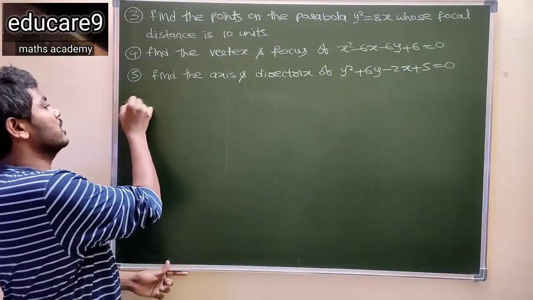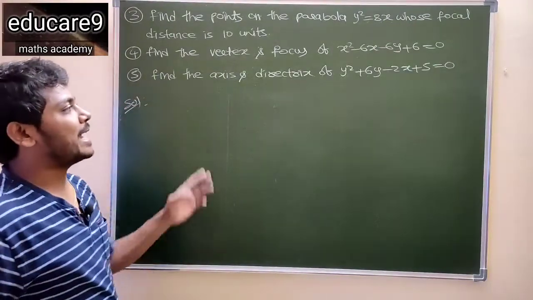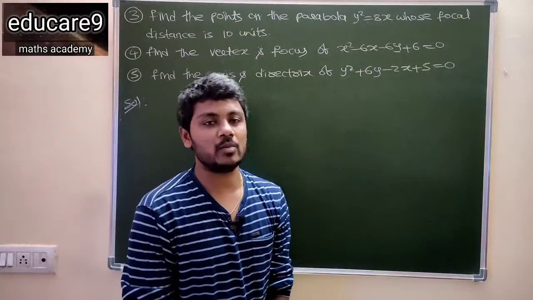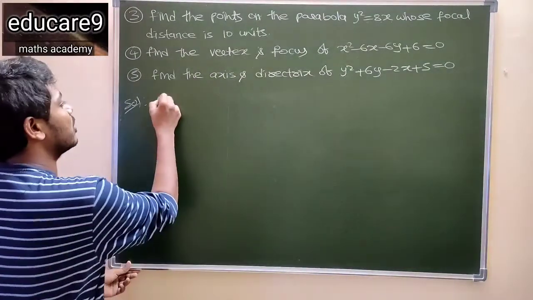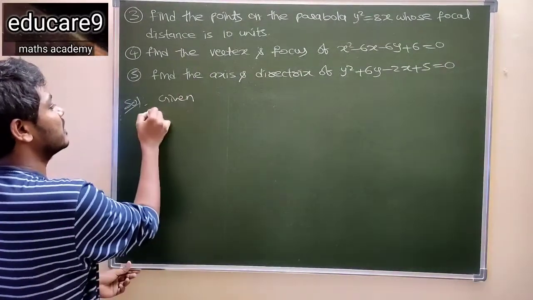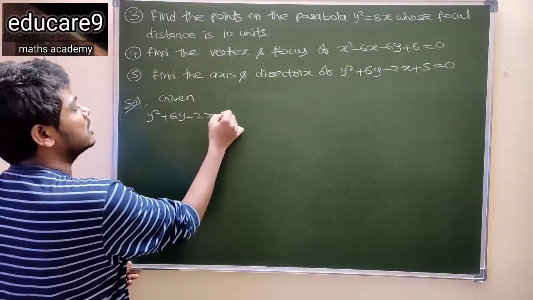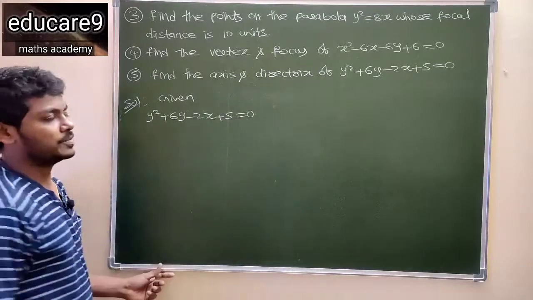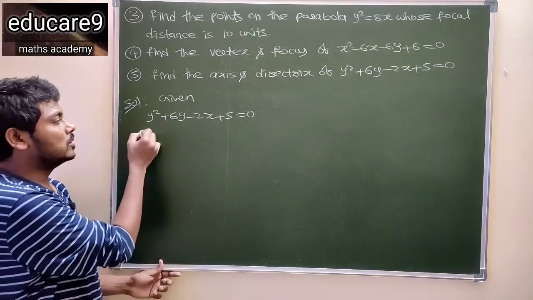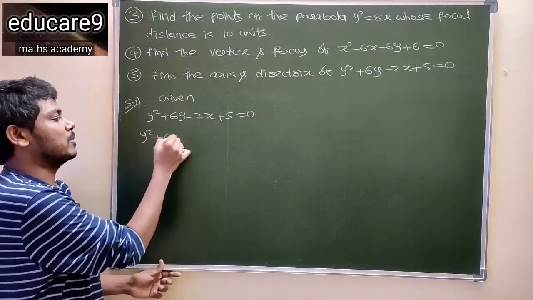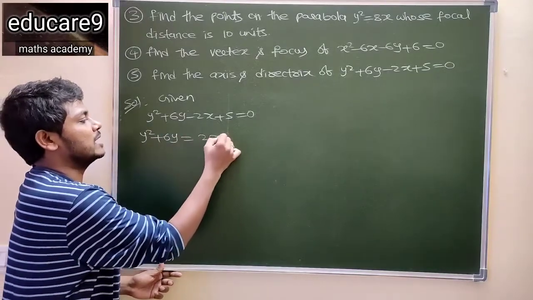So see the next question. Find the axis and directrix of the parabola. See here given parabola y square plus 6y minus 2x plus 5 is equals to 0. Now this can be written as y square plus 6y is equals to 2x minus 5.